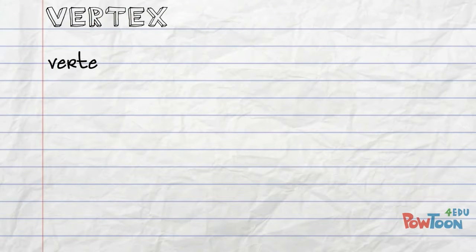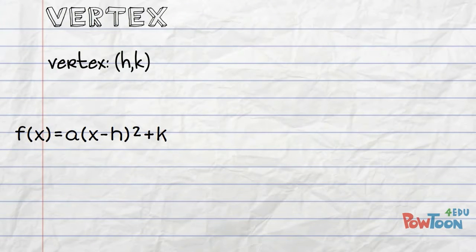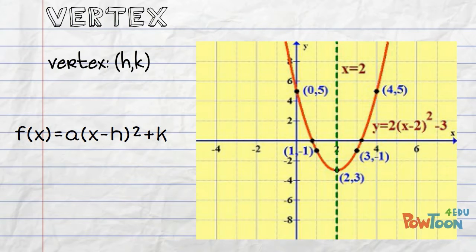Vertex. The vertex in vertex form is (h, k). In this picture you can see y = 2(x - 2)^2 - 3. The vertex would be (2, -3).